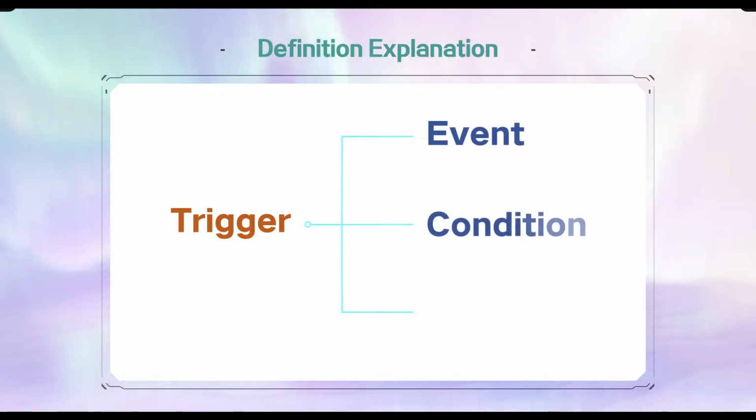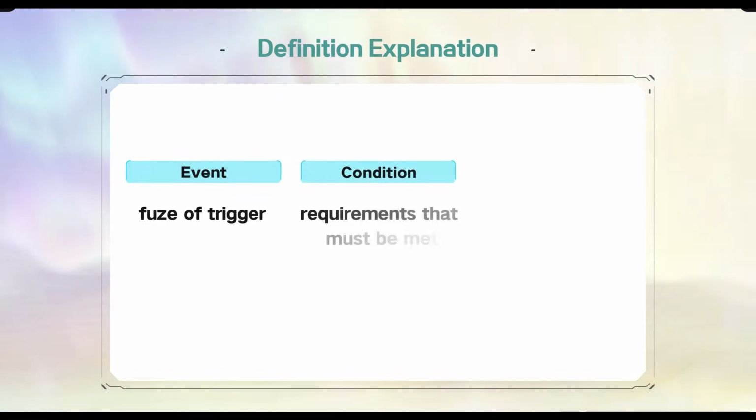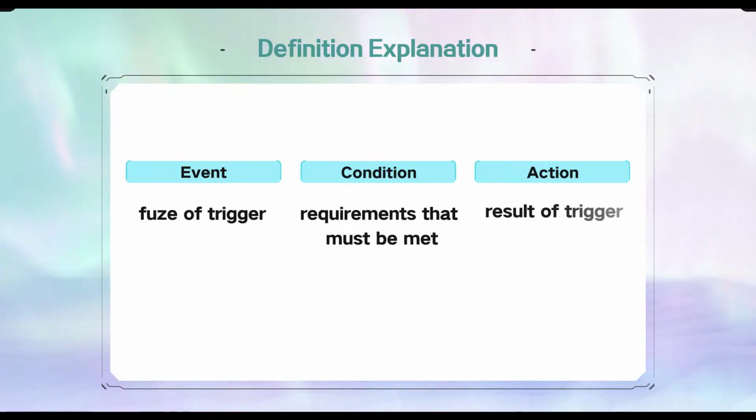Trigger in Clickly can implement almost all the animations and effects in the game. As we already introduced, it consists of three parts: event, condition, and action. Event is like the fuse of the trigger. The trigger will execute only when the event we set happens. Condition is the requirements that must be met to execute the trigger. Action is the result of the execution of the trigger.